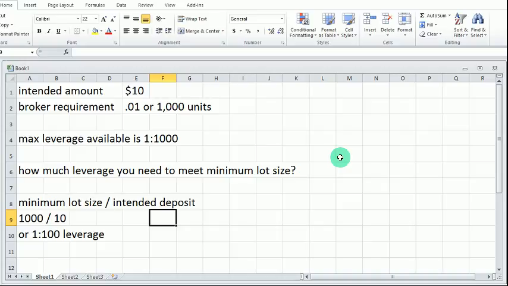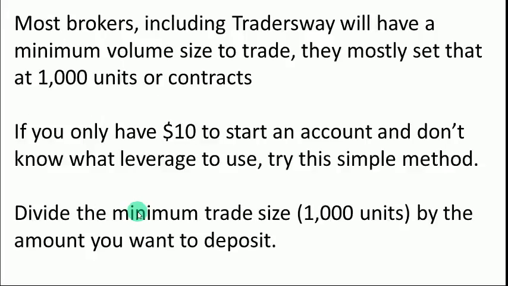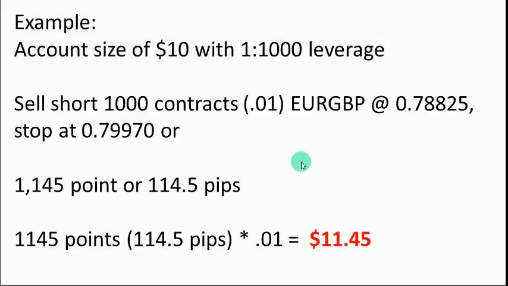But where does margin come into play? Now when you put in a trade, let's say you found a trade on Euro GBP, and the trade is a short. You'd like to short 1,000 contracts at 0.78825, and your stop is 0.79970. So the difference from your entry to your stop is 1,145 points, or 114.5 pips.